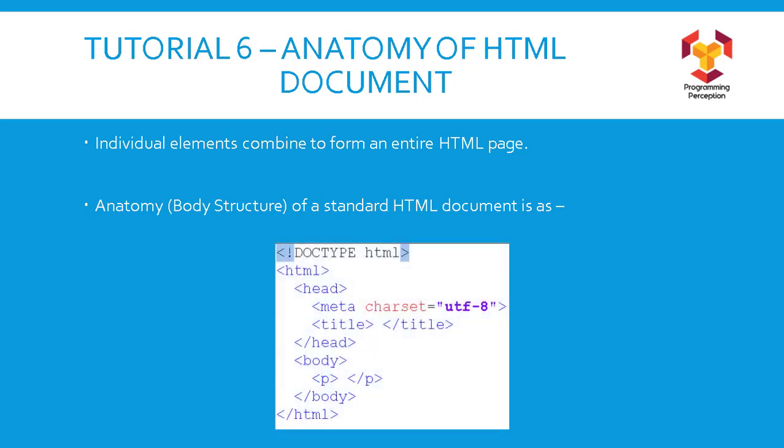So the body structure of an HTML document looks something like this. So clearly you can see most of the elements, most of the tags that are present here, we haven't used them in our HTML page. So let's see what they are and for what purpose we are going to include them in our HTML document.